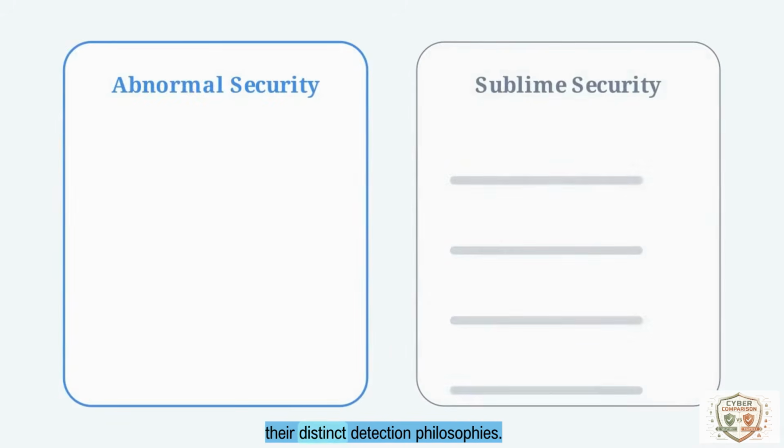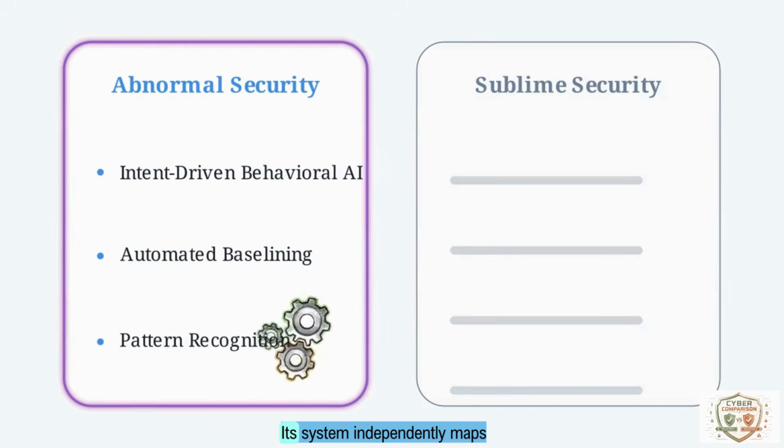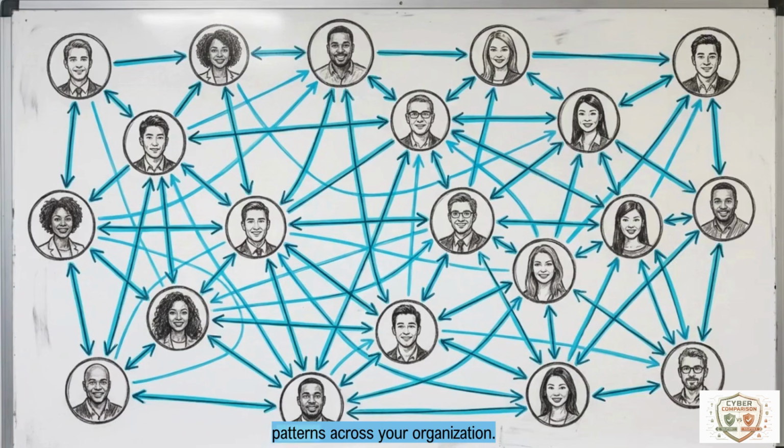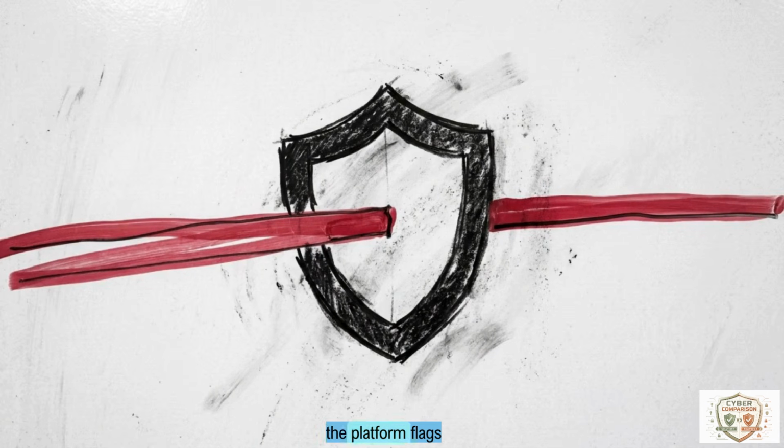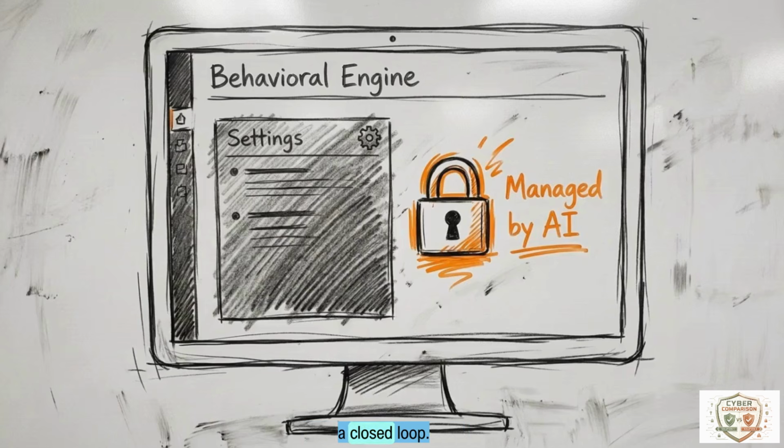This matrix compares their distinct detection philosophies. Abnormal relies on intent-driven behavioral AI and automated baselining. Its system independently maps out normal relationship patterns across your organization. When an email breaks those patterns, the platform flags the anomaly without requiring any human input. This delivers massive out-of-the-box efficacy, but it comes with a specific trade-off. The system functions as a closed loop. Your security team cannot manually rewrite the underlying logic of how the AI reaches its conclusions.